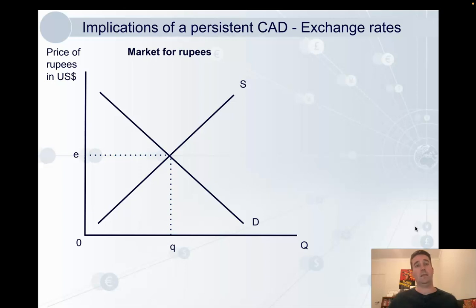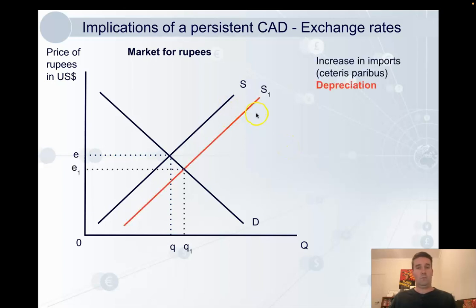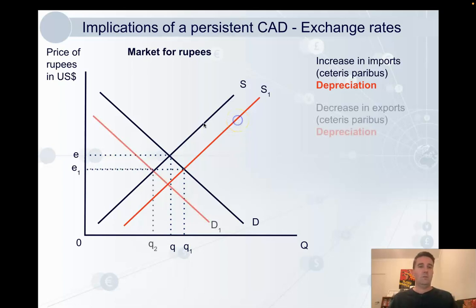We're going to start with one implication of a persistent current account deficit, the exchange rates. So we know that the current account is mainly comprised of imports and exports, so the trade in goods and services. That means that a current account deficit can come about in a couple of ways. We can be buying too many imports, so that's going to lead to depreciation, right? Or we could be selling not enough exports, less demand for the currency, depreciation. So both of these effects of a current account deficit are depreciationary, if that's a word. I don't think it is. So that's going to be the effect that we get.